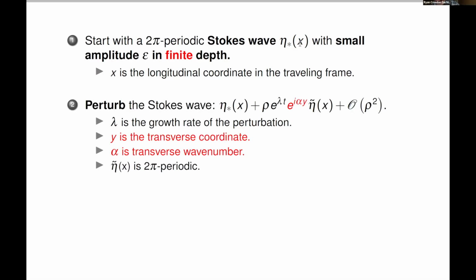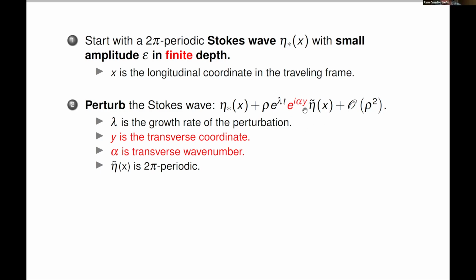So you start with these Stokes waves in this traveling frame, and we're going to choose to perturb these Stokes waves in a very special way. In particular, we're going to perturb them with functions that have exponential time dependence. And this lambda parameter is going to give me the growth rate of that perturbation. And then this eta tilde is going to be a function that has the same period as the underlying Stokes waves. So this is basically ensuring that we don't have any sort of longitudinal component to our perturbation. In fact, the Stokes wave and the perturbation have the same period in the x direction. And then here's the thing that's going to be a little bit different about our work.